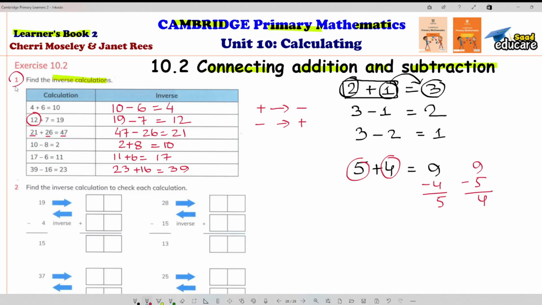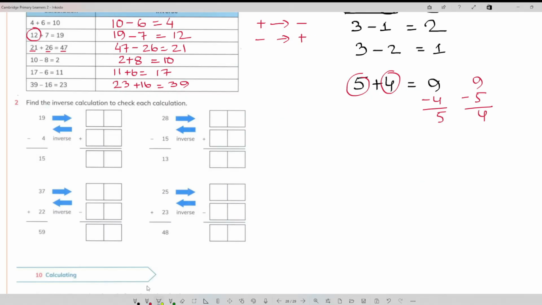Okay, so the first one, find the inverse calculation, is done. Second question, find the inverse calculation to check each calculation. It's a similar thing. Here 19 minus 4 is 15, so we can write 15 plus 4 is 19. Similarly, 37 plus 22 is 59, so 59 minus 22 will become 37, right?